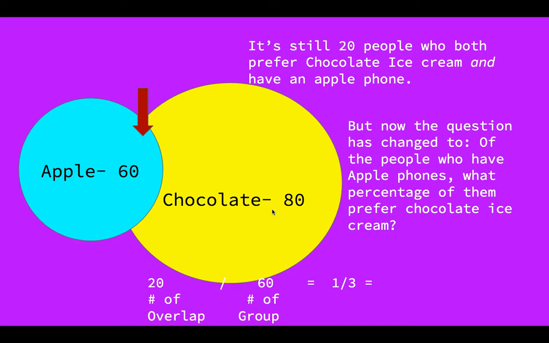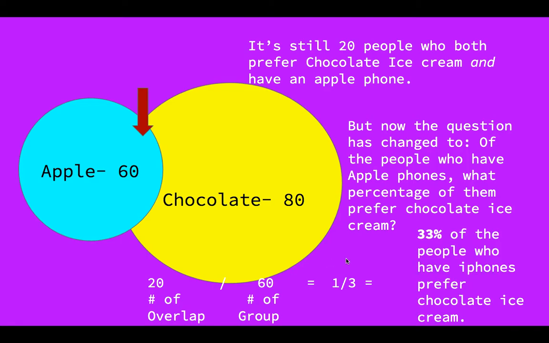Okay, so before we were saying of all the people who like chocolate ice cream, what percentage of them also have iPhones? Now we're saying out of all 60 people who have iPhones, what percentage of them like chocolate ice cream? It's still 20 people, but now it's 20 people out of a group of 60.